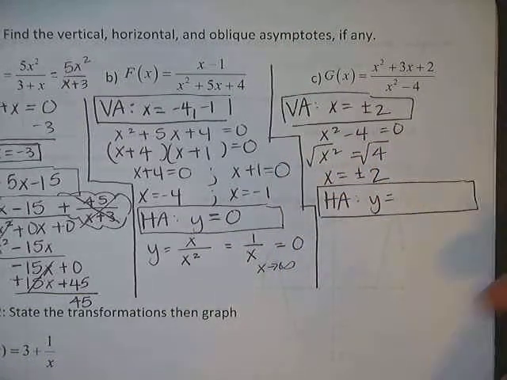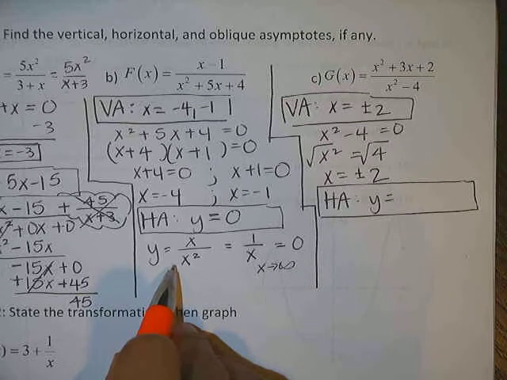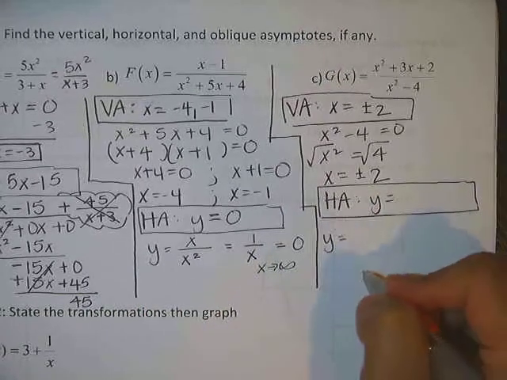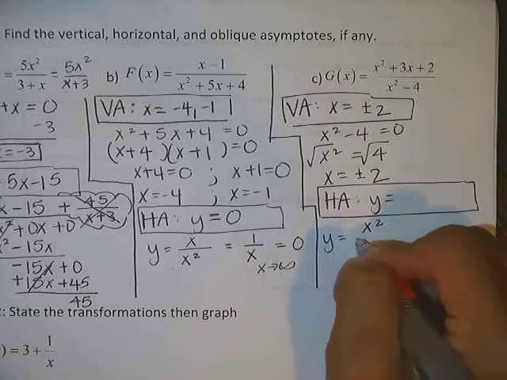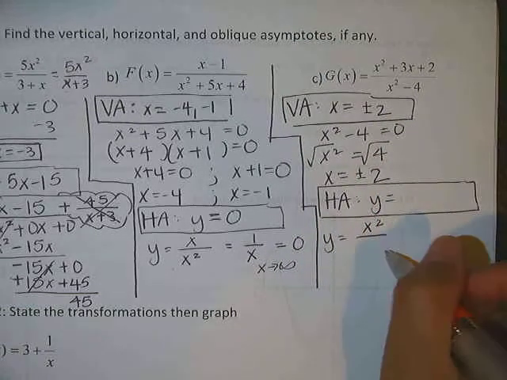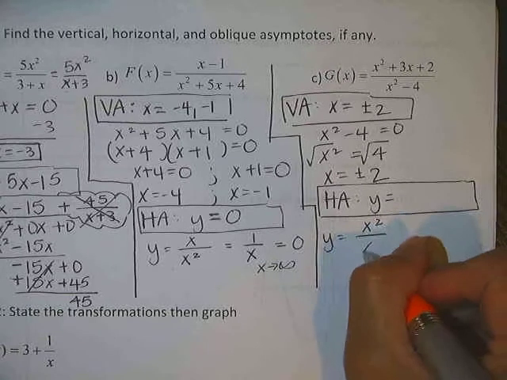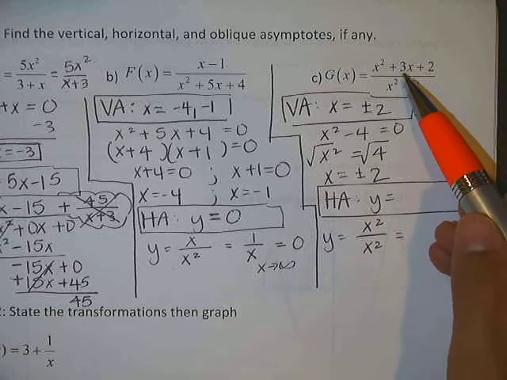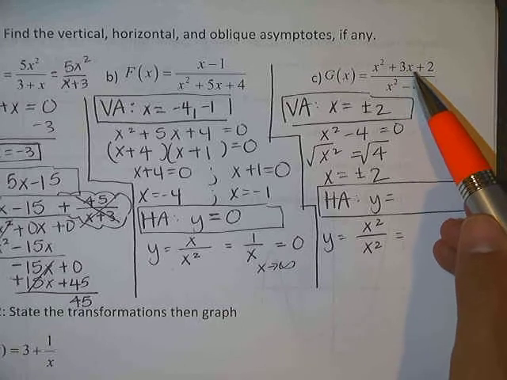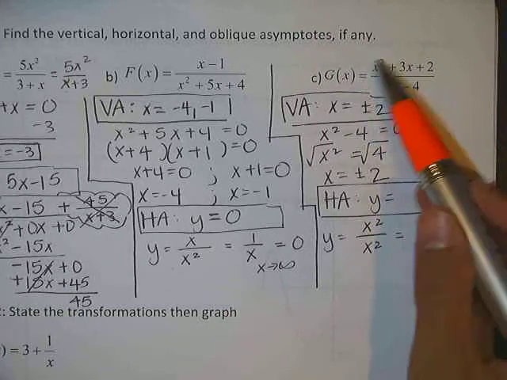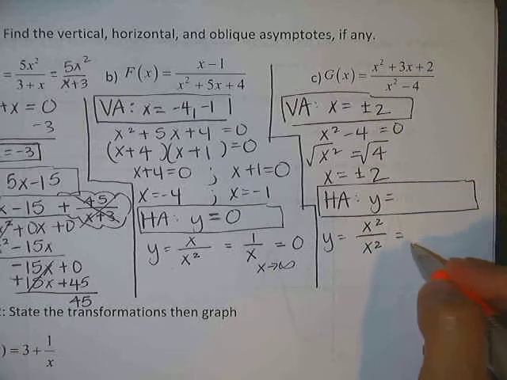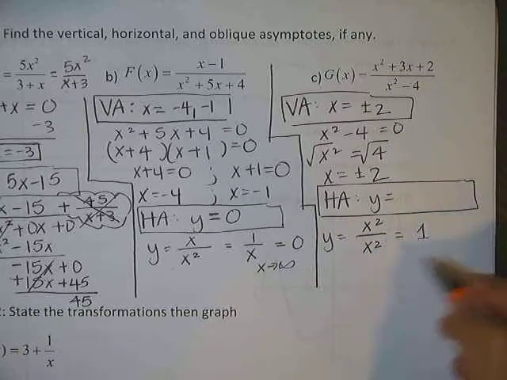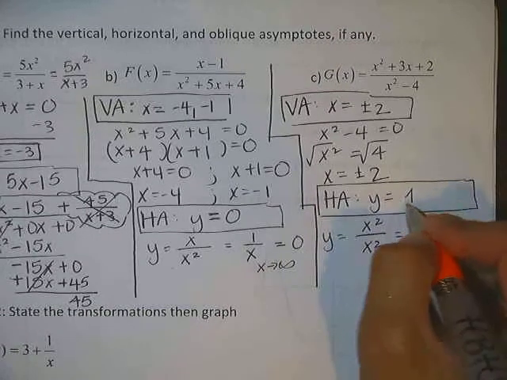Similarly to problem B, we're going to write y equals, take one and only one term with the highest degree, in this case x squared, on the top, divided by one and only one term with the highest degree on the bottom. Remember earlier when we said, if x approaches a really large number, what is this going to be? x squared divided by x squared reduces down to 1. So this is a horizontal asymptote at y equals 1.